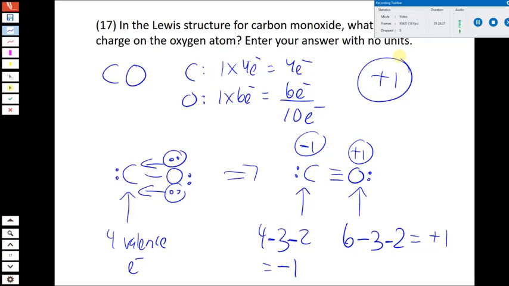All right, questions on this or drawing Lewis structures? I think we have at least one more on Lewis structures, but if we can clarify anything now, I'd be happy to do it. Yes?